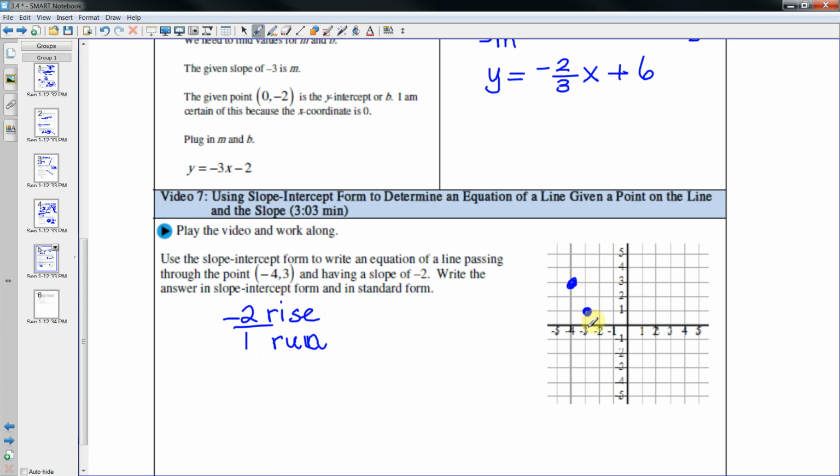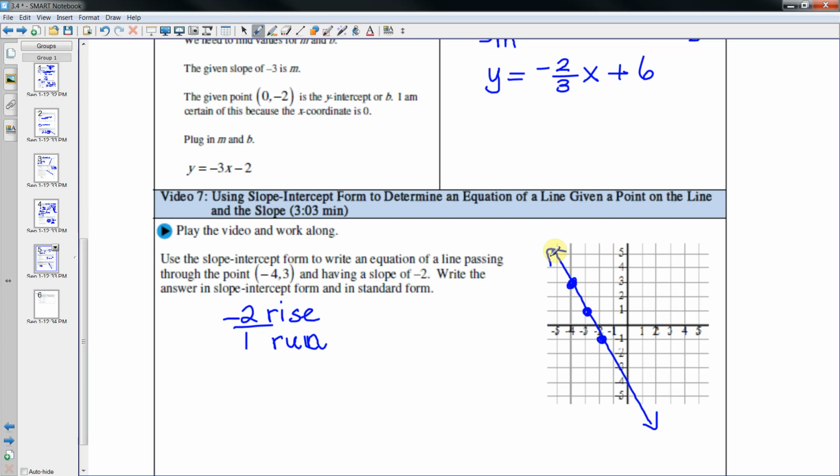Let's do that one more time. Go down 2 over 1. Just like that. So there is my line.